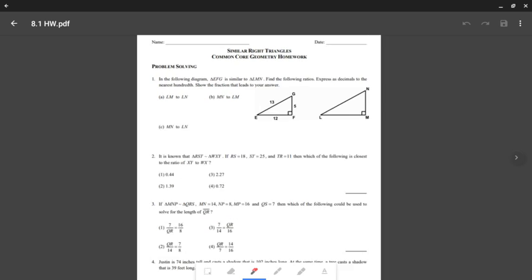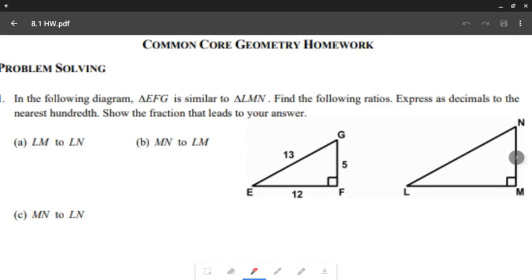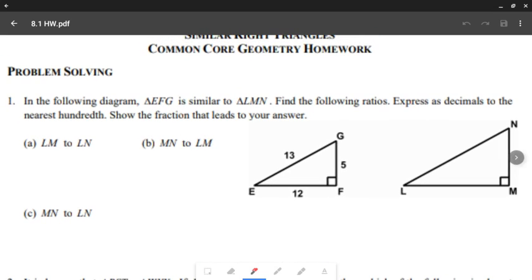So anyway, let's get started. This first question has to do with similar triangles. Actually, this whole lesson has to do with similar triangles, specifically similar right triangles, because it kind of follows directly from our similarity unit into this trigonometry unit.